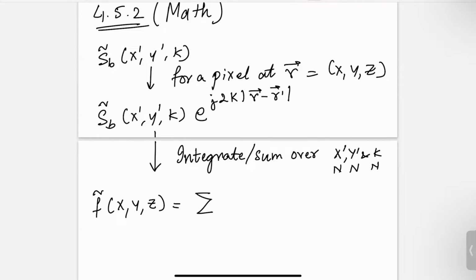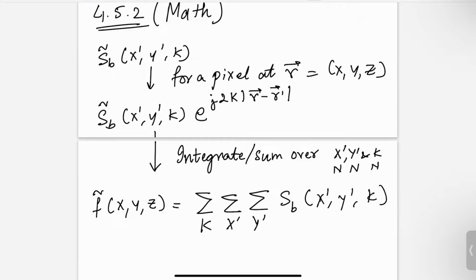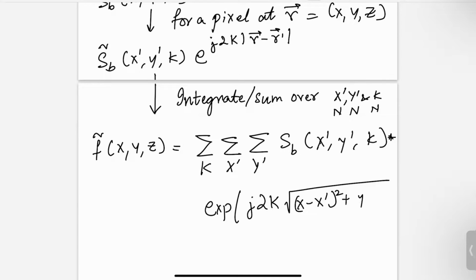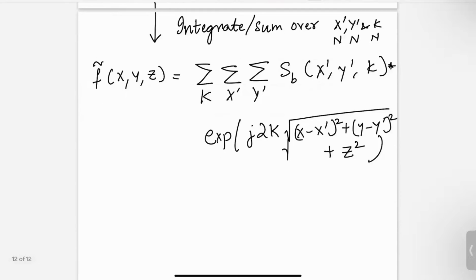It is summation over K, summation over X prime, summation over Y prime of SB of X prime, Y prime, K times exp of j 2K square root of X minus X prime square plus Y minus Y prime square plus Z minus Z prime square, but let's say Z prime is 0, plus Z square. Okay. Essentially that's it. So that's how you reconstruct.